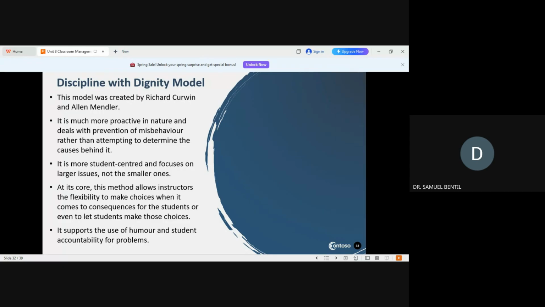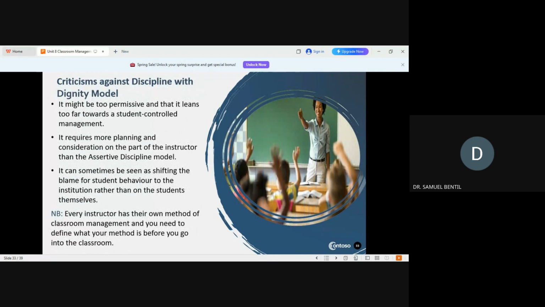So at its core, this method allows instructors the flexibility to make choices when it comes to the consequences for the student, or even let the student make those choices. But in that setting, this opportunity is not given to students. So it supports the use of humor and student accountability for problems. Yes, because they acknowledge that the students are also part of it. They are stakeholders. They are human beings. And for that matter, you must also seek their what? Consent, which is very important.